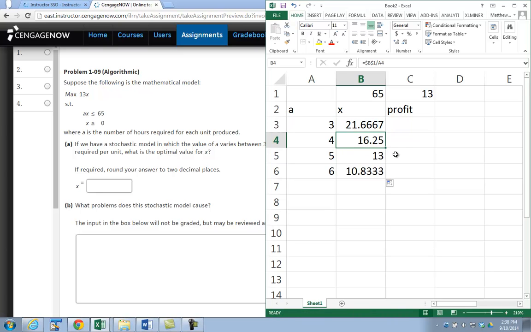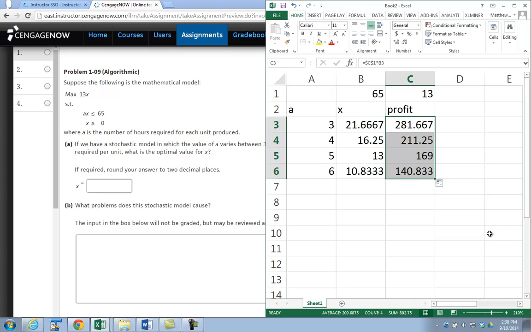Drag this down. When A is 4, x is going to be 16 1/4. When A is 5, x is going to be 13. When A is 6, it'll be 10.83333 forever. So now I want to calculate the profit for each. The profit is simply 13, the coefficient, anchored, times the x that I just found. And then I can autofill it all the way down.